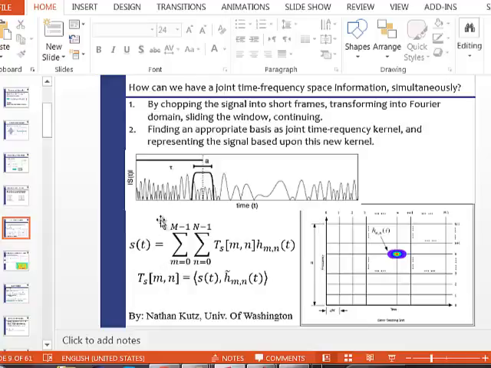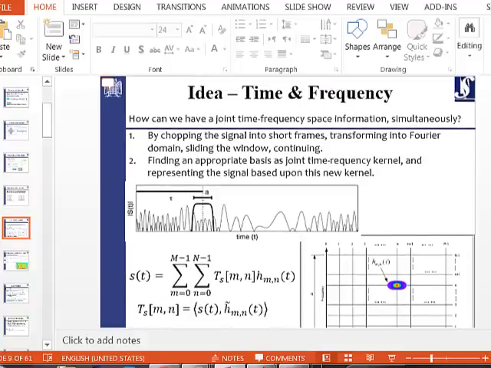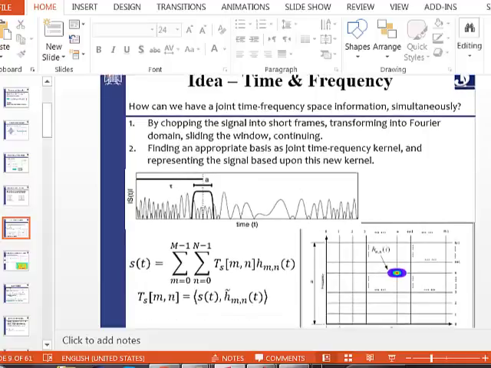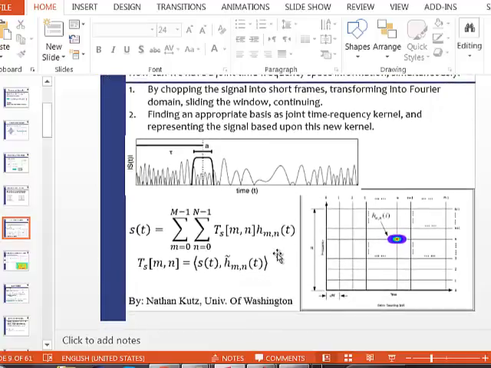The difference between the joint time frequency and the Fourier domain is that now we have bases in both time and frequency at the same time, because we are looking for a kind of transform, so it should have this property to represent both time and frequency at the same time. And this H is the one that plays this role. M and N are the indexes based on the time and the frequency.